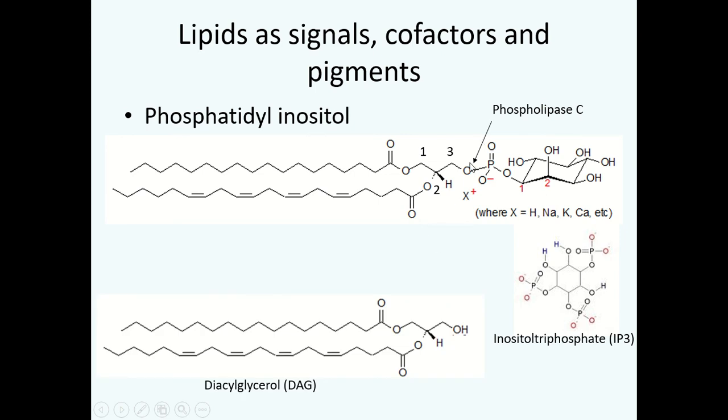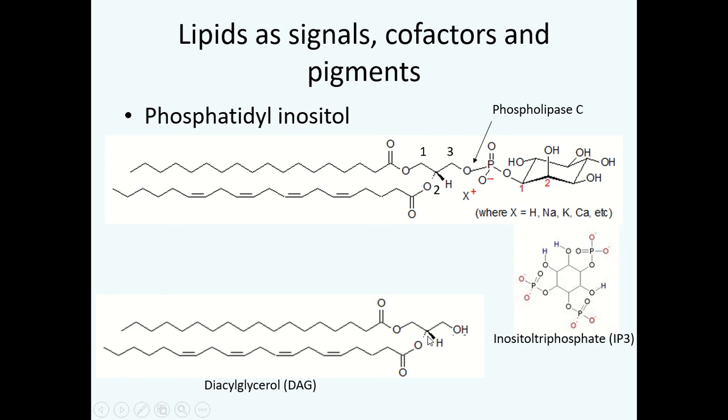When inositol triphosphate is removed from this molecule, the remaining part is called diacylglycerol. So this is glycerol, carbon number 1 of glycerol, carbon 2 and carbon 3. You can see that one fatty acyl group is attached on carbon 1, the second fatty acyl group is attached on carbon number 2. Therefore this remaining part of the molecule is diacylglycerol. Diacylglycerol is also important with respect to cell signaling.